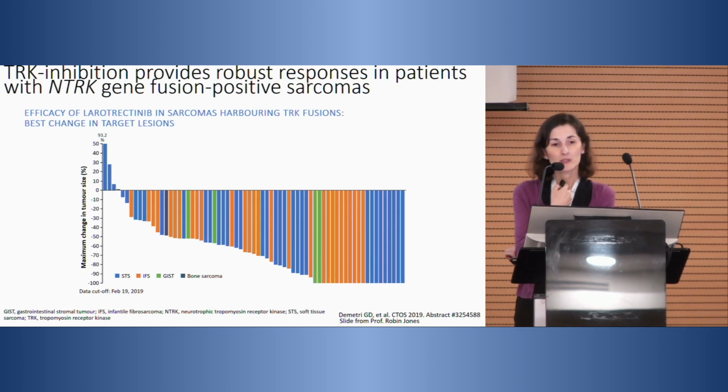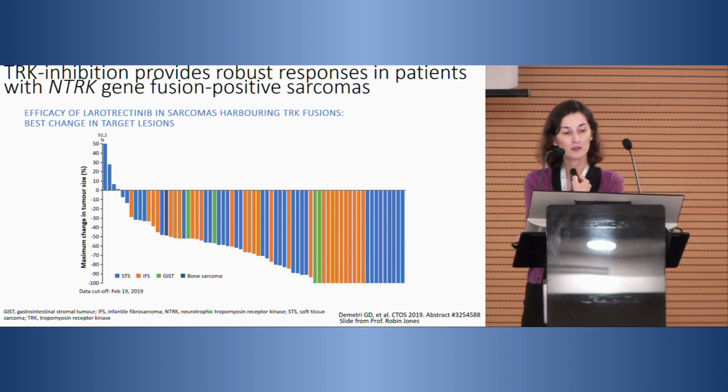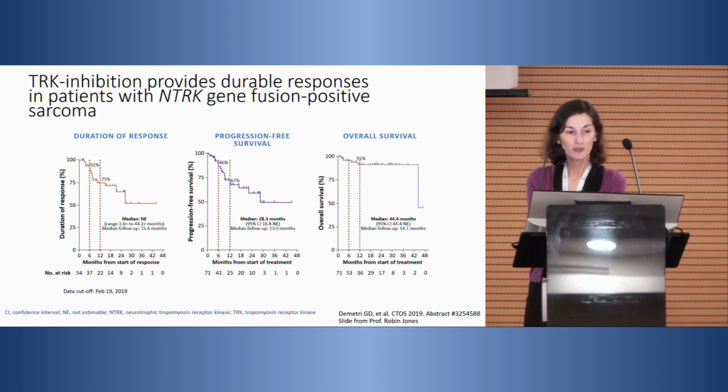And then they specifically looked at the sarcoma patients in this trial, and you can see here that they had patients with different types of soft tissue sarcomas, patients with GIST, patients with bone sarcomas, and also the pediatric patients with infantile fibrosarcoma. And most of the patients had a response. They had a reduction in their tumor, which is very impressive. So in summary, there was a good duration of response, good progression-free survival, and overall survival as response to this treatment.